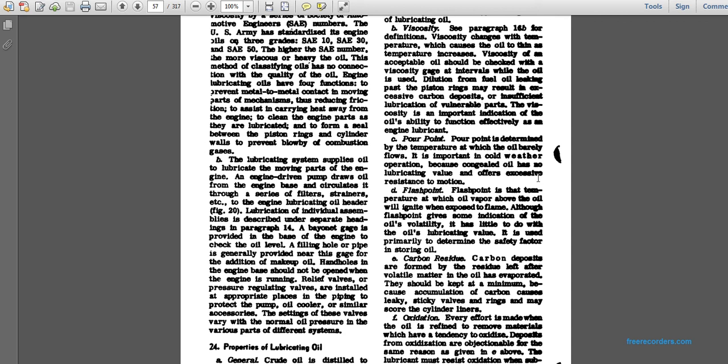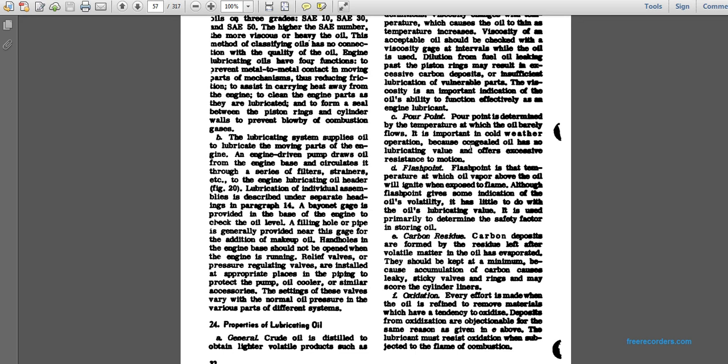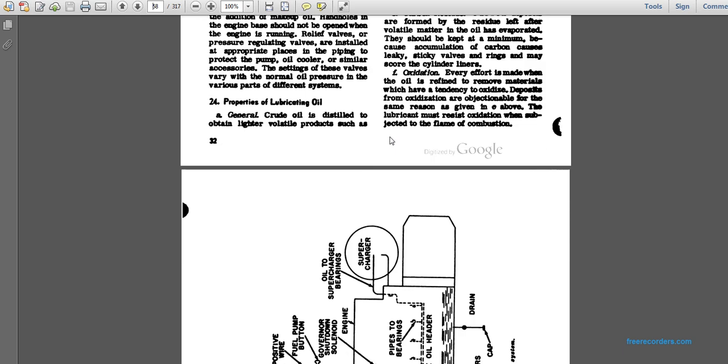Carbon residuals. Carbon deposits are formed from the residual left after the volatile matter of the oil has evaporated. This should be kept to a minimum because the accumulation of carbon causes leaky, sticky valves and rings and may score cylinder liners. Oxidation. Every effort is made when the oil is refined to remove the materials having a tendency to oxidize. Deposits of oxidation are objectionable for the same reasons given above, and lubricating oil must resist oxidation when subject to the flame of combustion.